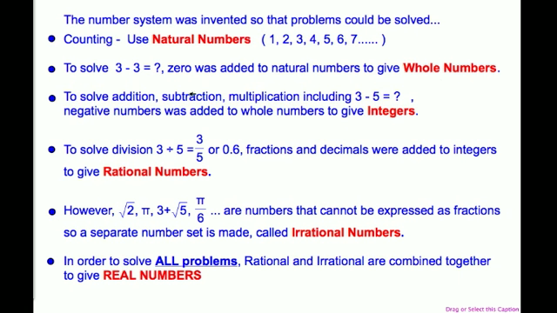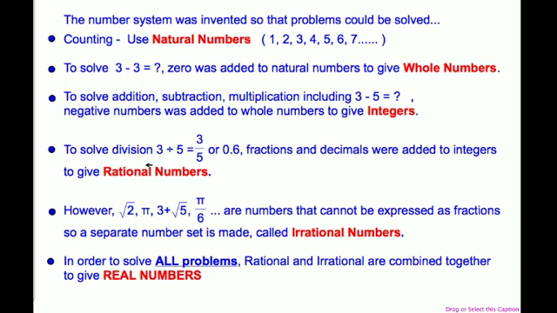And to solve addition, subtraction, multiplication, including 3 minus 5, which gives us a negative number, we need to put negative whole numbers into the set of whole numbers to give us the set of integers, which comprises negative whole numbers, positive whole numbers, and 0, which is a neutral number.